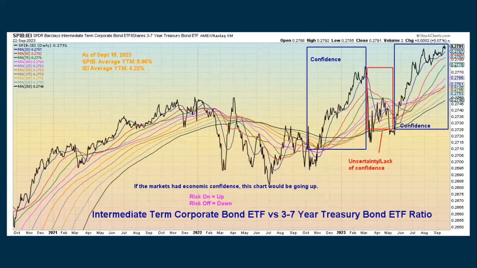And then we look at the intermediate term bonds. These are corporate bonds, and we compare that with government bonds. Intermediate term bonds typically will pay more with their yield because they're considered risky, where government bonds are considered to be pretty much risk-free. Where we look at the SPIB, the yield is 5.96%. Would you rather get that, or would you rather get a safe return at 4.22%? A lot of people want the higher yield right now, so that's why this ratio is going up.